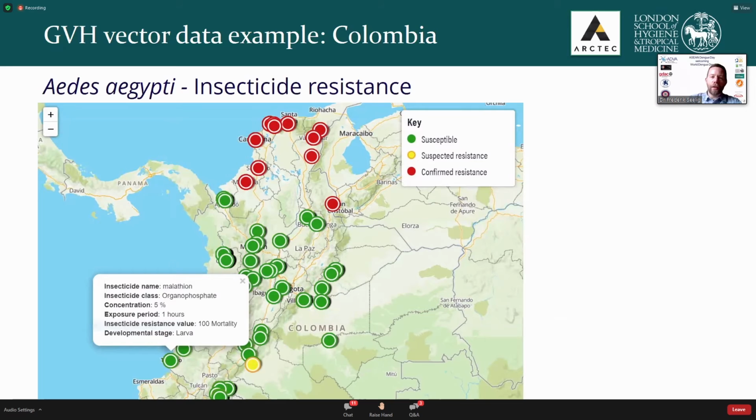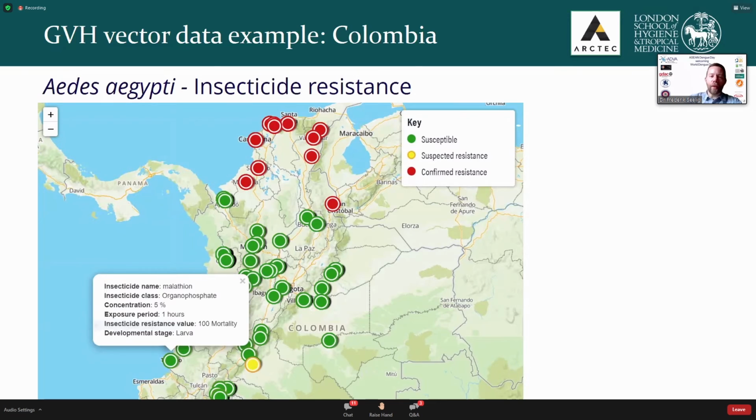Further types of information that we're hoping to provide, depending on the quality of the available data, are insecticide resistance. And I think this is really crucial for any vector control operations. So for instance, here again, I keep coming back to the example of Colombia. You really see this almost clear gradient of resistance. So in the Caribbean provinces in the north, you will see a lot of cases of confirmed resistance against malathion, whereas further south, in the Pacific and in the Andean regions, this has normally not taken place yet, with the exception of this one case of suspected resistance here in the Andes.